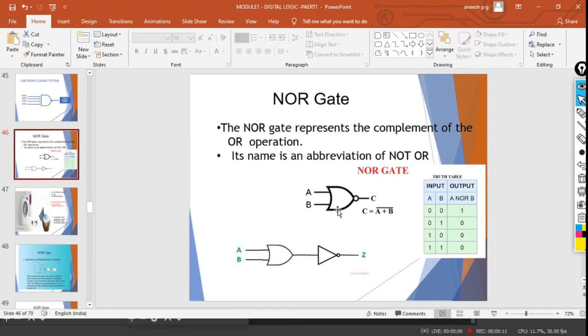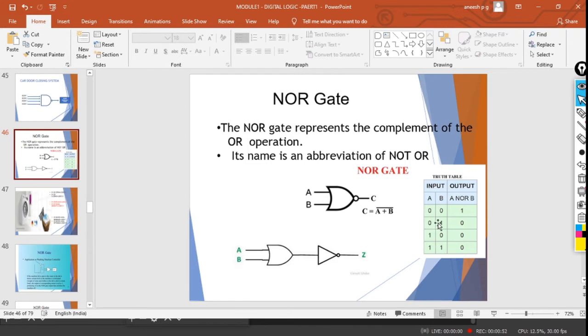Next comes NOR gate, which is an extension of OR gate. NOR gate is nothing but an OR gate followed by a NOT gate. That is why we call it a derived gate. If you have OR gate and NOT gate, we can build NOR gate. This is the symbol of NOR gate. Here again, a small bubble is placed in front of OR gate. This bubble indicates NOT operation at the output.